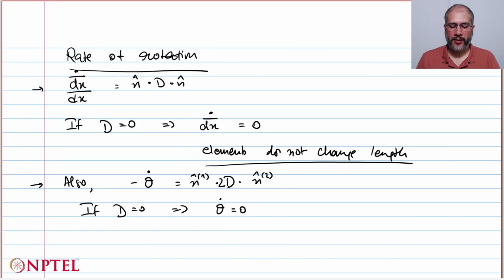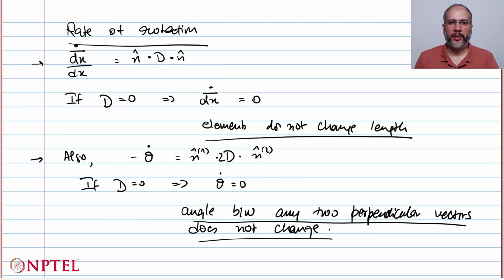So what does that mean? That means the angle between any two perpendicular vectors does not change. So what we notice is that if our rate of deformation tensor D is 0, there's no change in the length of elements and there is no change in the angle between any two perpendicular vectors. So that corresponds to a rigid body rotation.